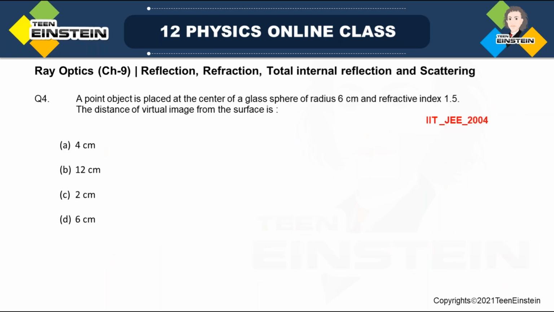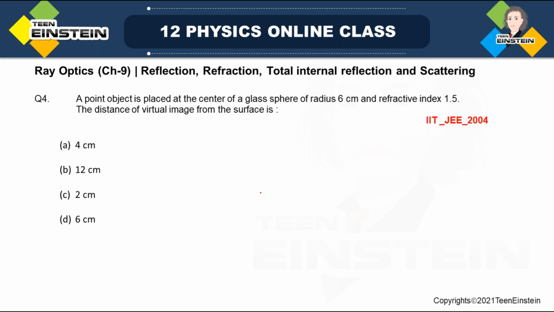Okay, so we'll take up this question again. A point object is placed at the center of a glass sphere of radius capital R.